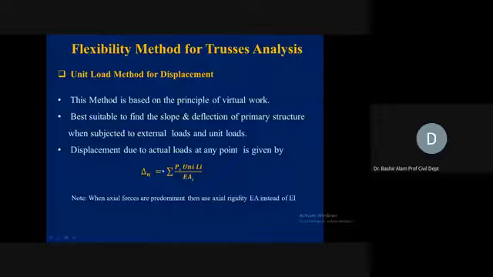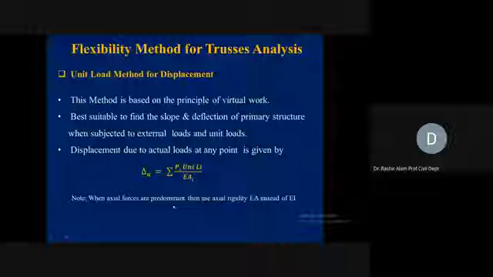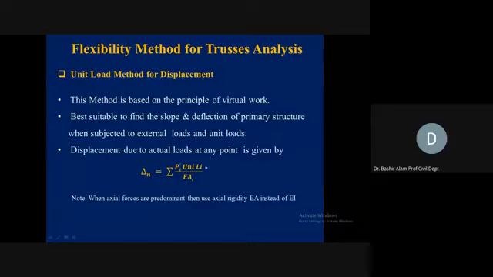So if you see, the nomenclature of this equation is exactly the same as it was in case of the frames, but there M's were involved. Here now the axial forces are involved. Now note, when axial forces are predominant, then use axial rigidity EA instead of EI. So as moments are not involved, axial forces are involved, so we are using EA instead of EI.